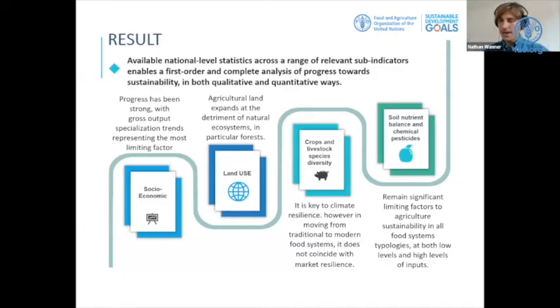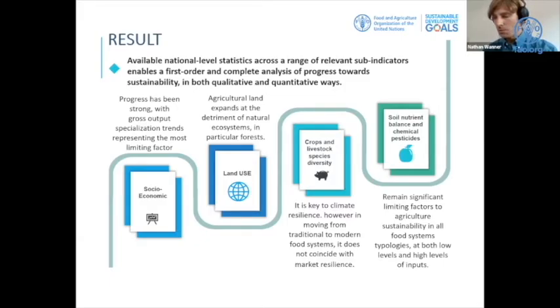it's looking at how the value of production is distributed across different crops and livestock, and whether or not the value of production is coming from more specialized monocrops, or if it's distributed evenly across different crops and livestock categories. Okay, so that's what this gross output specialization is looking at. And this tends to be what we found the most limiting factor.